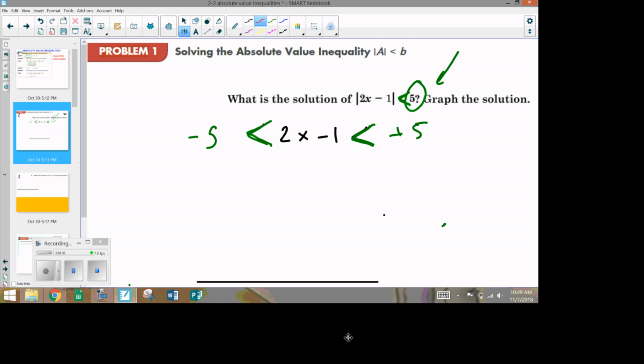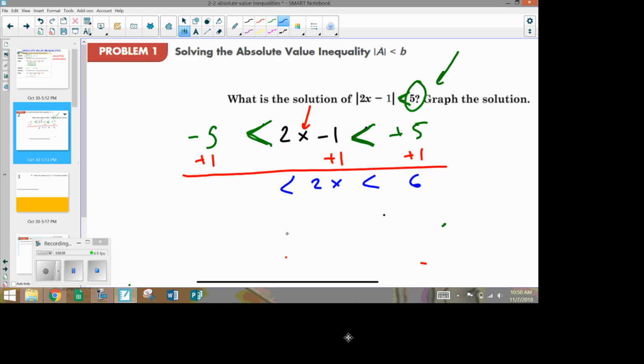Okay, what should I do? Solve for x. My target is here, but there's an obstacle, negative 1, right? Add 1 to all sides. We're adding 1 to all sides. And 2x, the ones cancel out, less than. So 5 plus 1 is equal to 6. Negative 5 plus 1 is equal to negative 4.